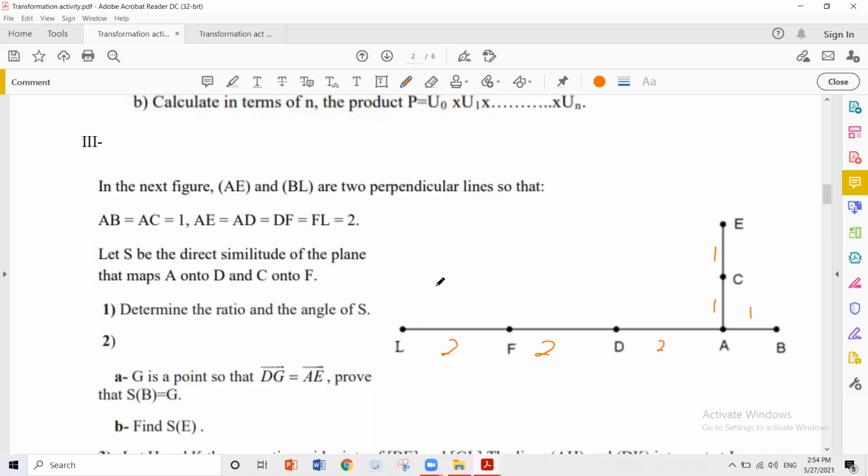We have a direct plane similitude that transforms A onto D and C onto F. Part 1: determine the ratio. What will be the ratio?